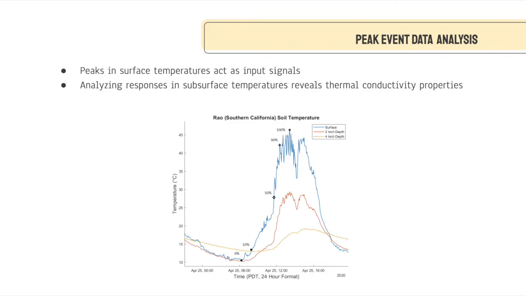By measuring the initial and maximum temperatures, we were able to determine the amplitude of the peak. Then, by finding the points where the temperature had risen to 10, 50, and 90% of the peak, we had a rough estimation of the shape of the curve. This process was repeated for the 2-inch and 4-inch curves. Attenuation was then determined by comparing the amplitudes of the curves, and phase shift was determined by comparing the 10, 50, and 90% points on the curves.